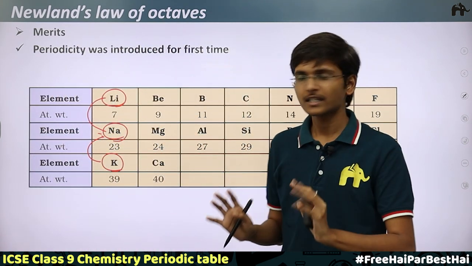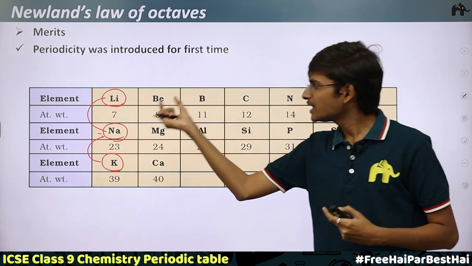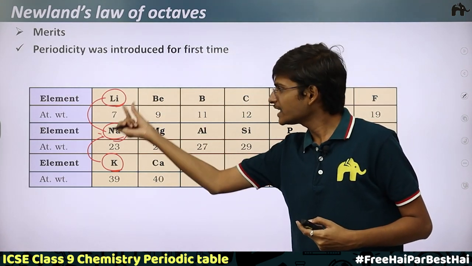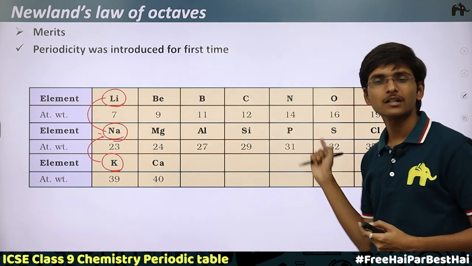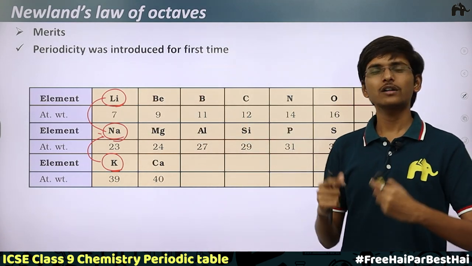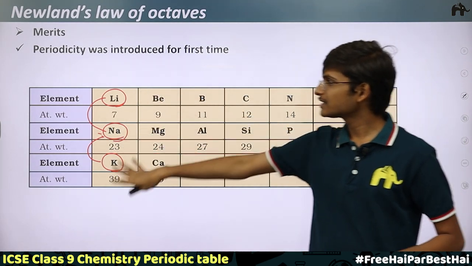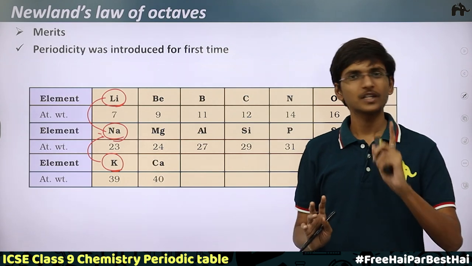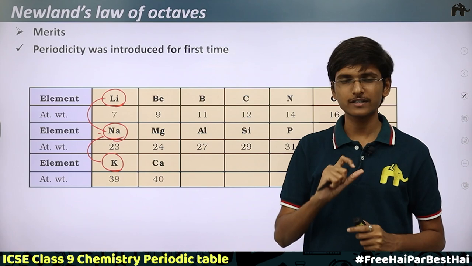Periodicity is simply that the elements have similar properties after a particular interval of the atomic masses, or a certain interval of the atomic masses. Now this is called periodicity. Clear? So this term you need to understand, and you need to correlate it with the next models as well.